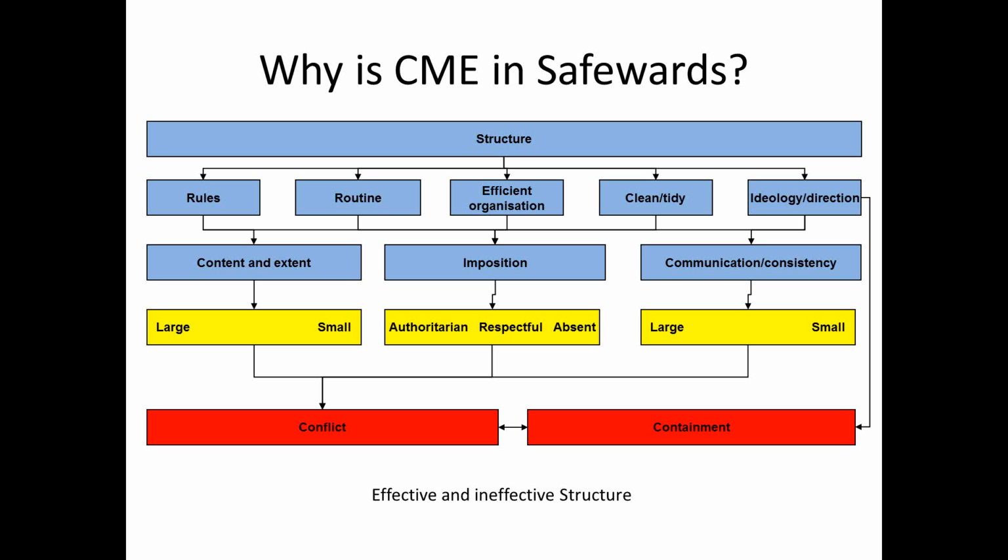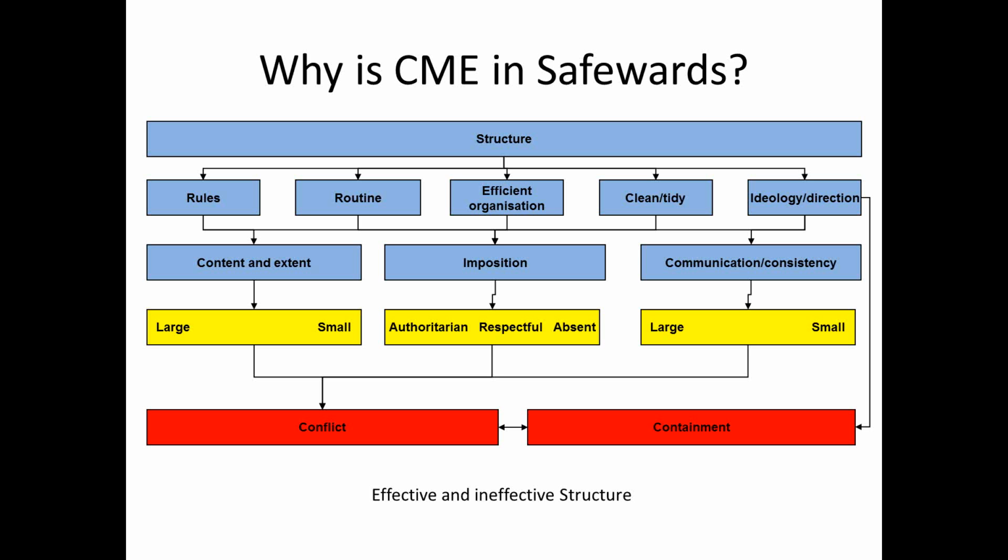The most important thing around clear mutual expectations is the way in which that structure is actually delivered on the ward. Is it delivered in a respectful way, or is there no structure, or is it delivered in an authoritarian way? An authoritarian way is not likely to be successful. A respectful way is likely to be successful, and you can see that's how that structure imposes on, generates different rates of conflict with patients and different rates of containment.